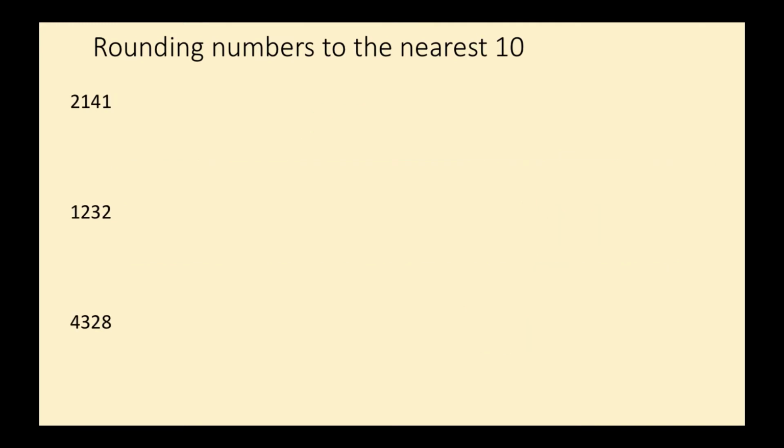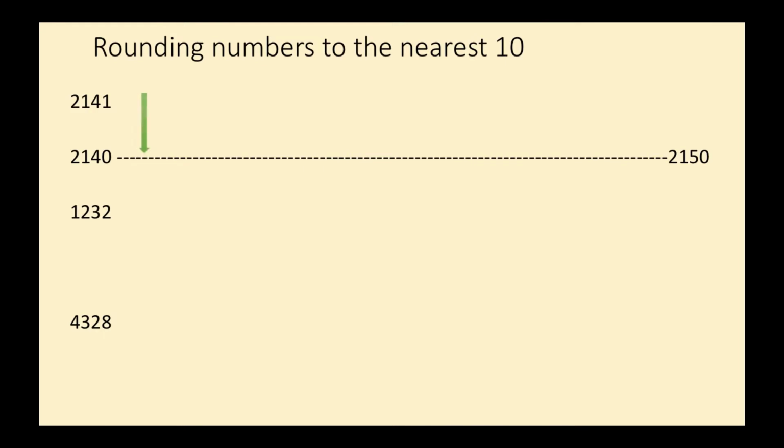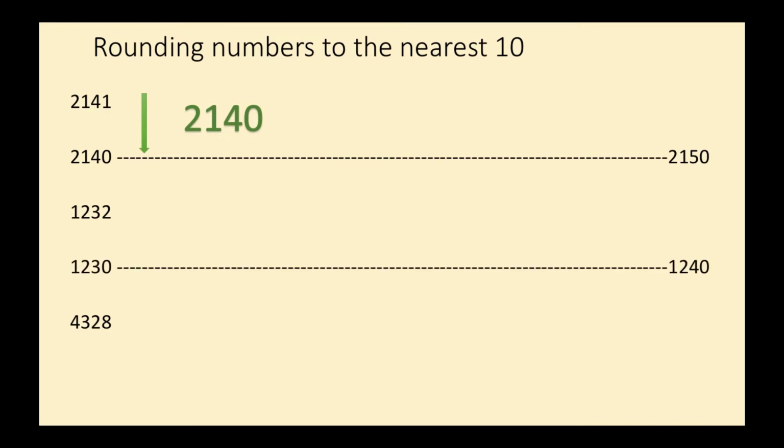Okay, what about rounding these numbers to the nearest 10 then? Again, this says now 2,141, so we're only looking at the 41 bit. So it must be between 2,140 or 2,150. Well, it's only 41, so we know it's really close to the beginning, so we must round it to 2,140. 1,232 must lie between 1,230 and 1,240. And again, 1,232 must be fairly close to the beginning, so we must round it to 1,230.